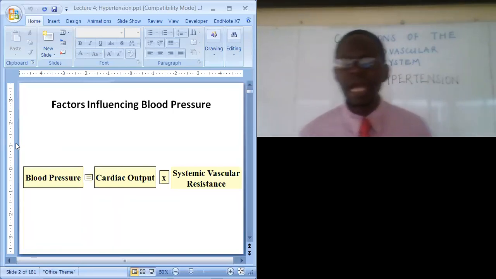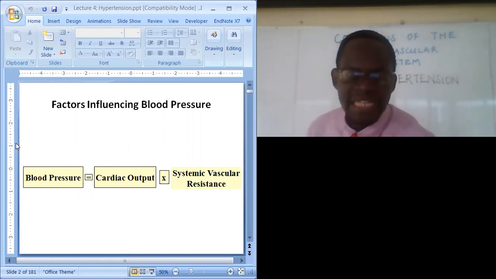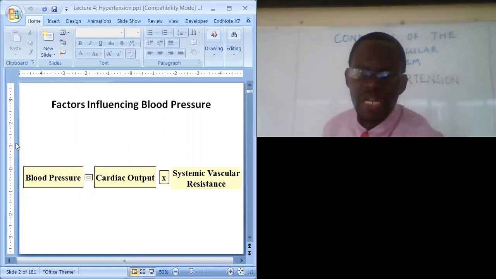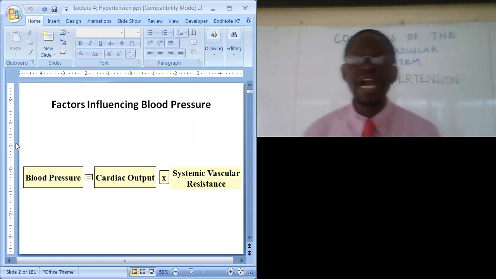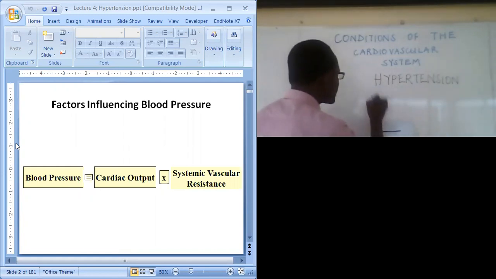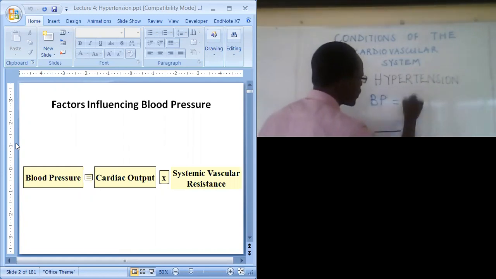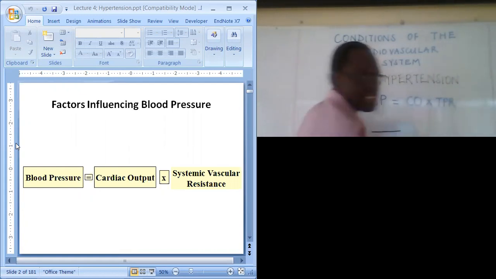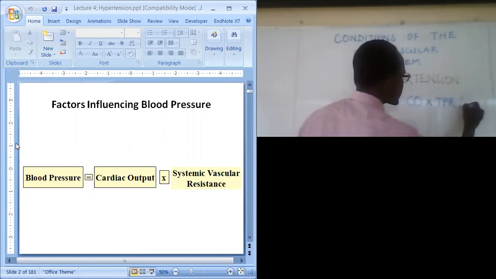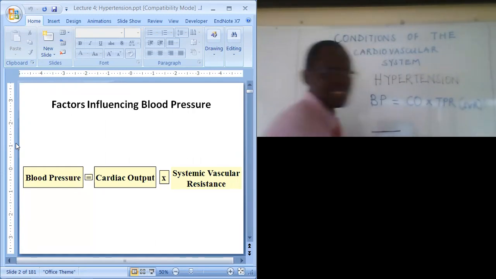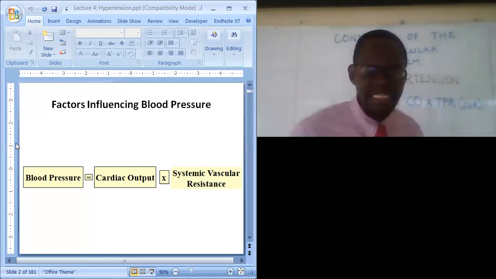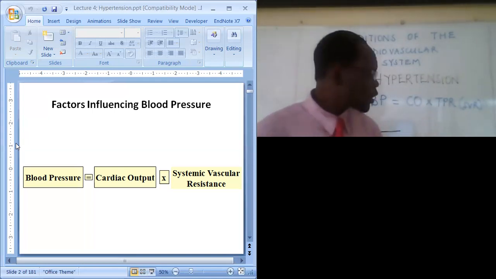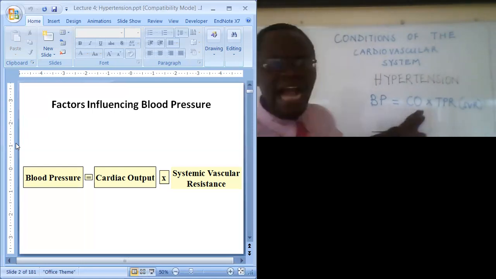hypertension, of course, comes from blood pressure, and you should know that blood pressure is actually a product of cardiac output times the systemic vascular resistance. Cardiac output times the total peripheral resistance or systemic vascular resistance. Now, blood pressure is basically determined by that. And you might want to ask yourself, what is cardiac output?